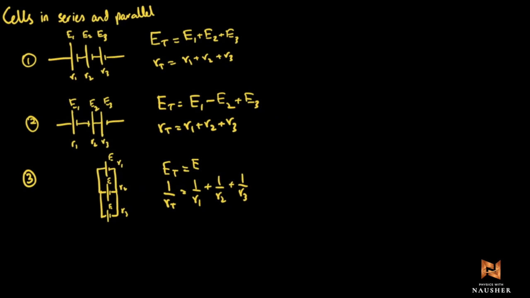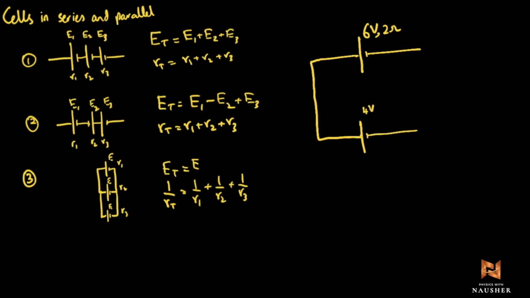Your question is that you have a 6-volt cell with an internal resistance of 2 ohms. I connected it with another cell of 4 volts with an internal resistance of 8 ohms. I connect them like this. बिल्कुल उस तरह जिस तरह यहाँ पे connected है. दो cells की example लेते हैं.